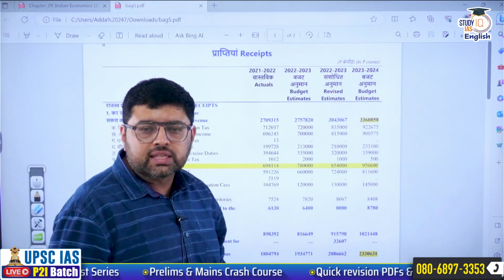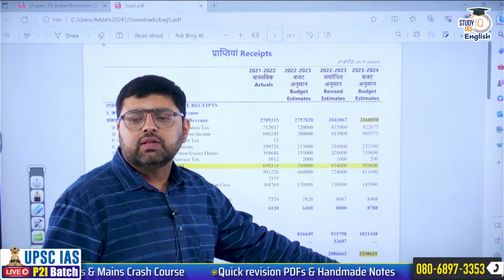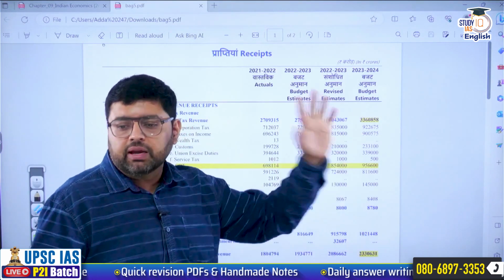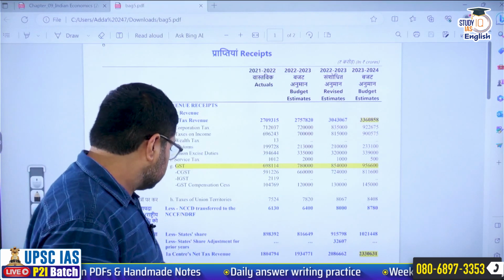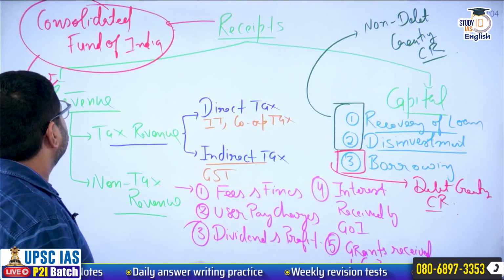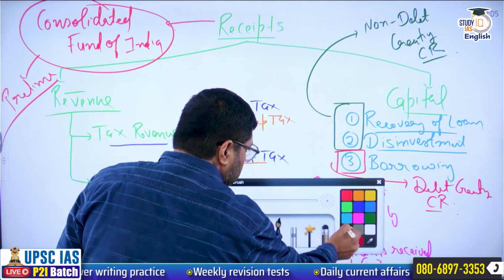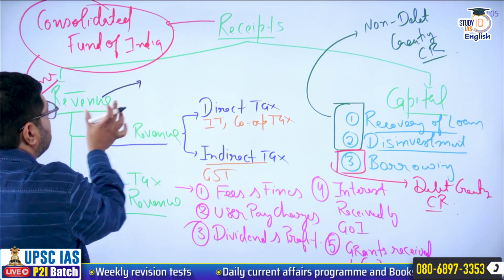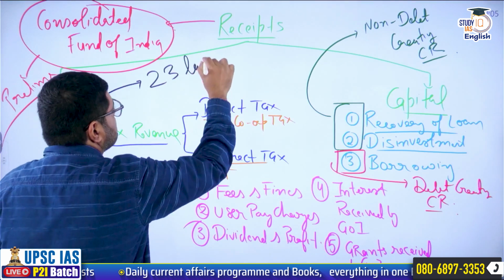The total that the government will collect is 33 lakh crores, but what is with the center only is 23 lakh crores. It means roughly 10 lakh crores will be given to the states. Roughly 10 lakh crores will be given to the states. So the total revenue part that will be collected by the center is around 23 lakh crores.